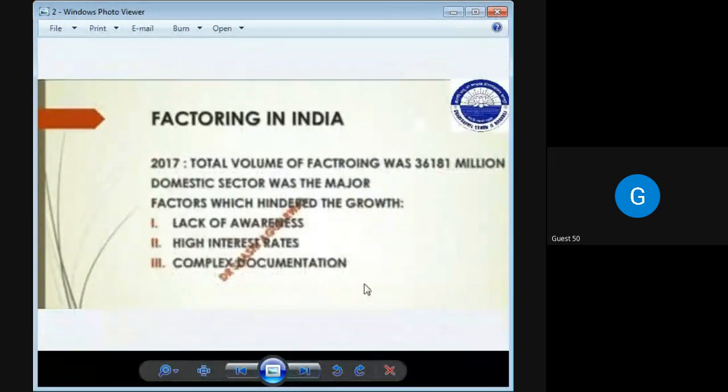So in 2017, the total volume of factoring was 3 lakh 36,181 million, and the domestic sector was limited. The factors which hindered the growth are lack of dependence, high interest rate and complex documentation. These are the disadvantages, or hindrances, to the growth of factoring. But most of the factoring services are given to businesses by banks and non-banking financial companies.